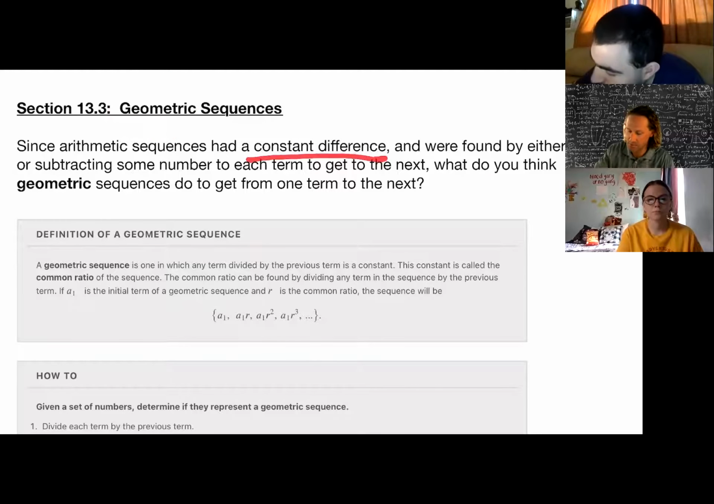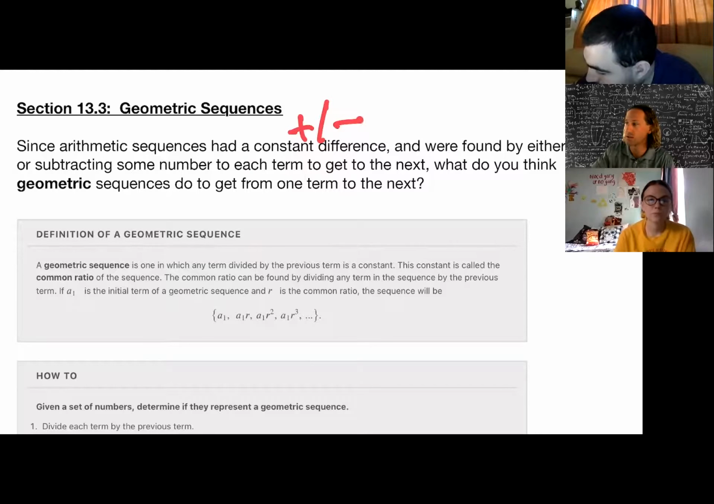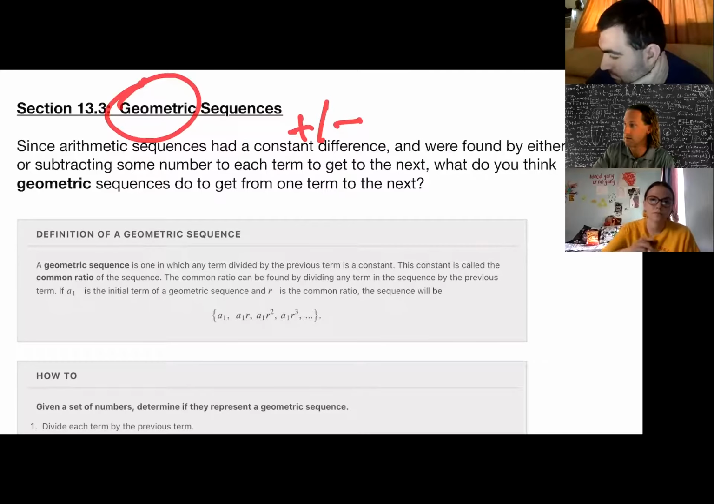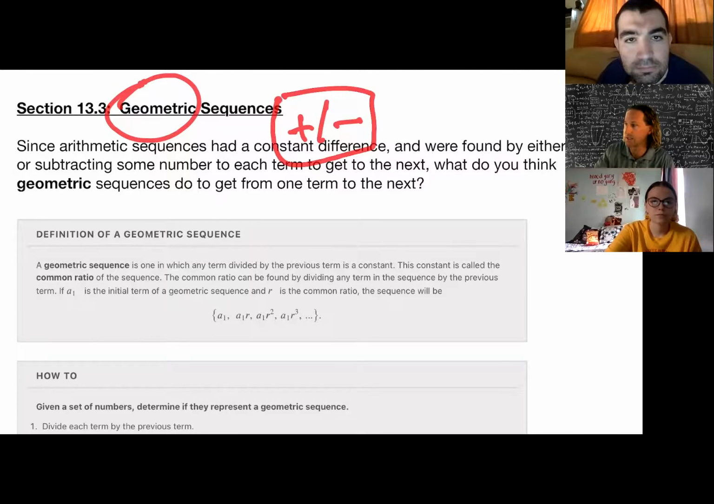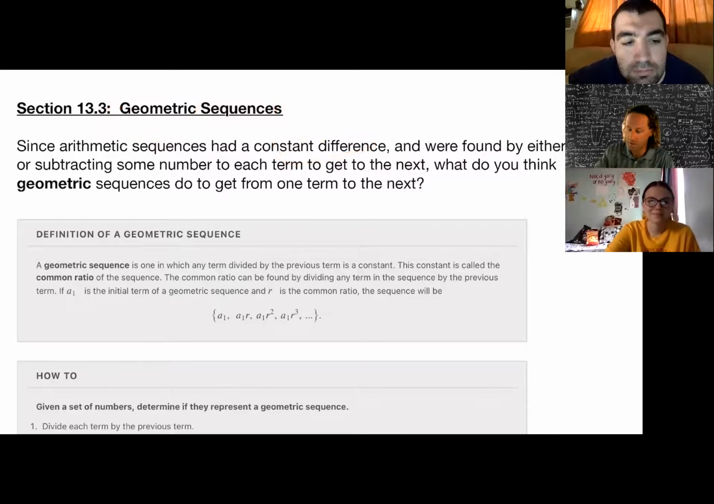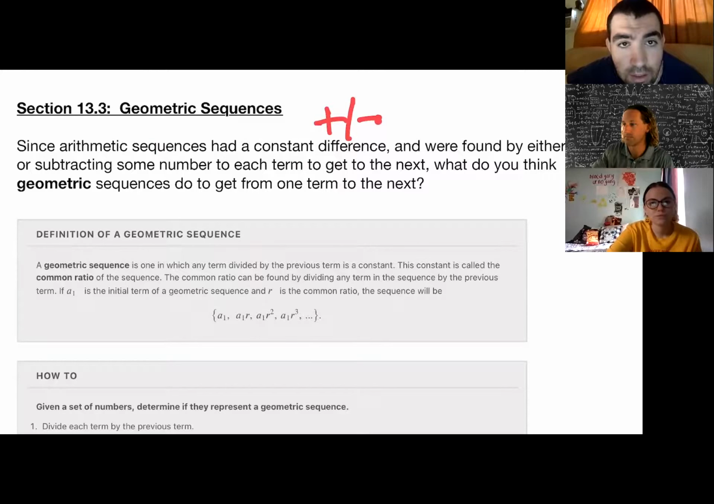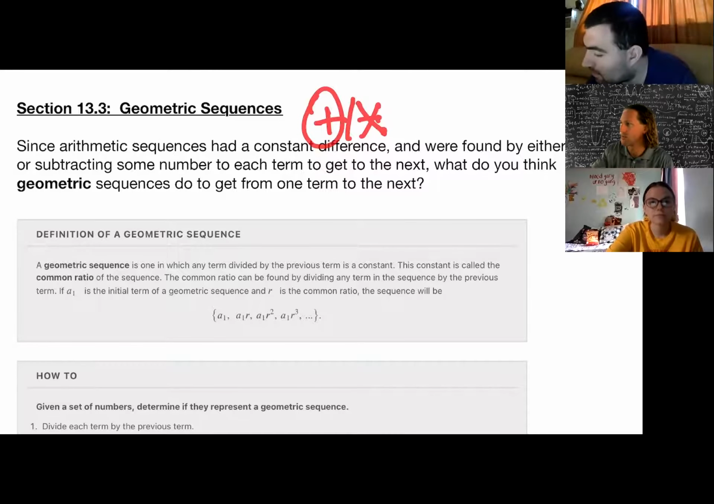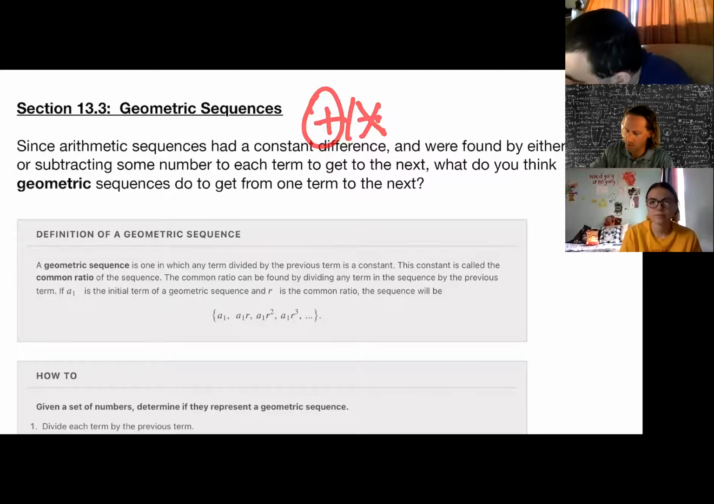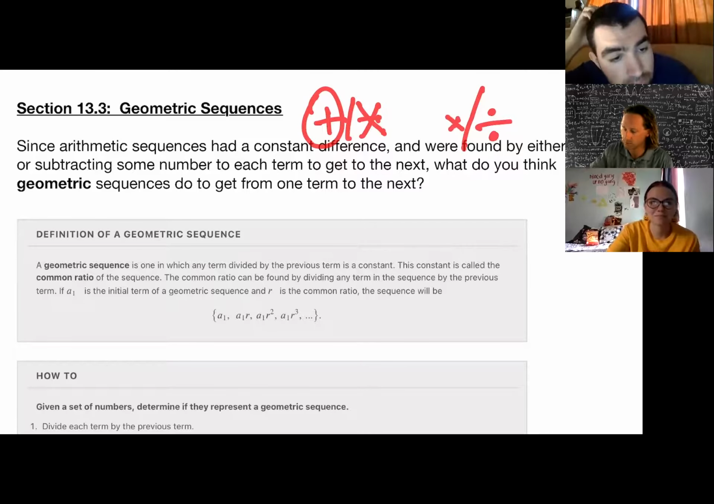Since that constant difference was either adding or subtracting, which is why we called it arithmetic, what do you think geometric is going to be? What did you learn after adding and subtracting in elementary school? Multiplying and dividing. Very good. But if you had a choice, would you choose adding or subtracting? Adding. Yeah, definitely. Subtracting is a little bit more difficult. Not difficult, but more difficult. Well, if you had a choice, what would you rather choose? Multiplying or dividing? Multiplying.